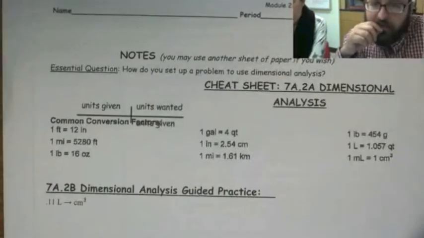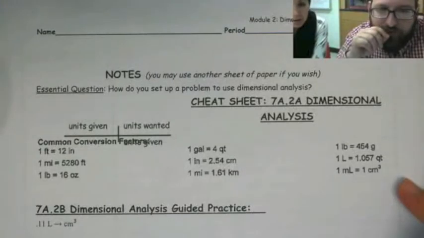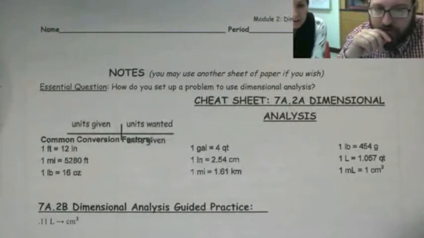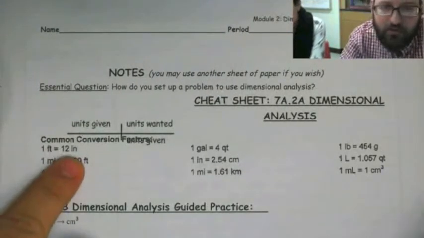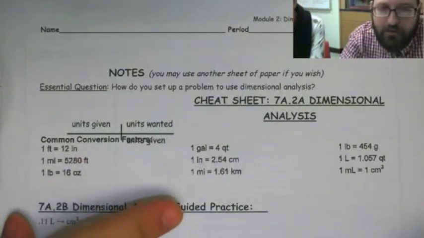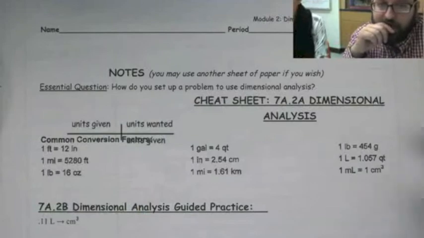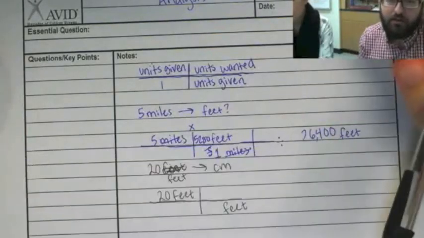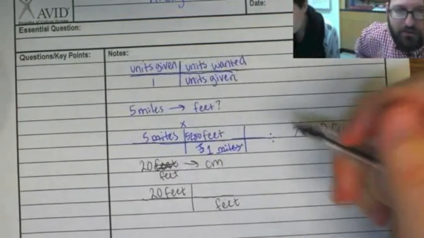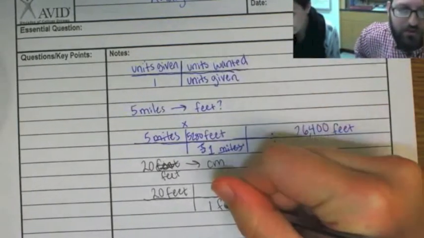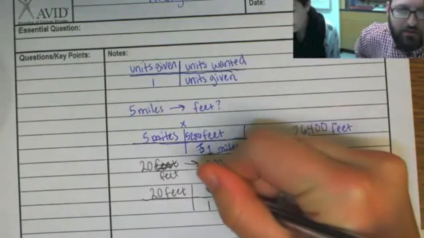and I'm looking for something going feet to centimeters. I've got feet to inches here. I've got inches to centimeters. All right, so I think we're going to need two steps. Two steps. So let's do feet to inches first. Okay, so we've got 1 foot is equal to 12 inches.